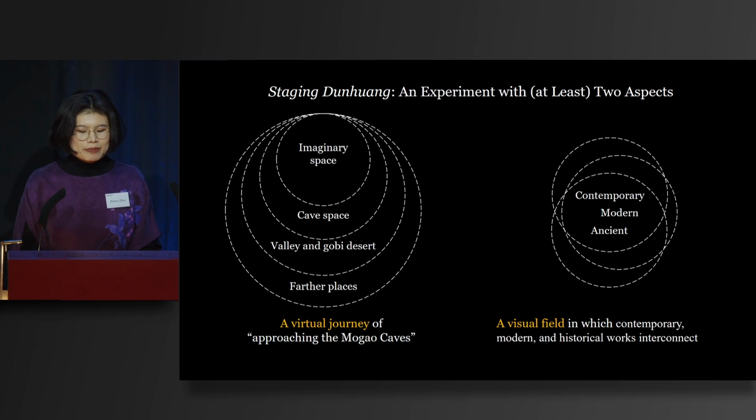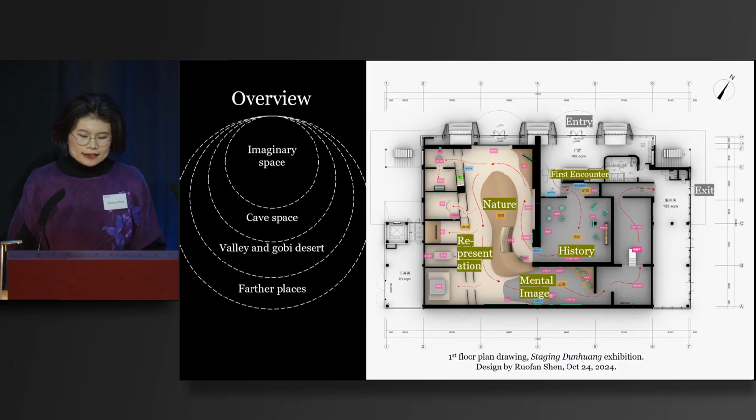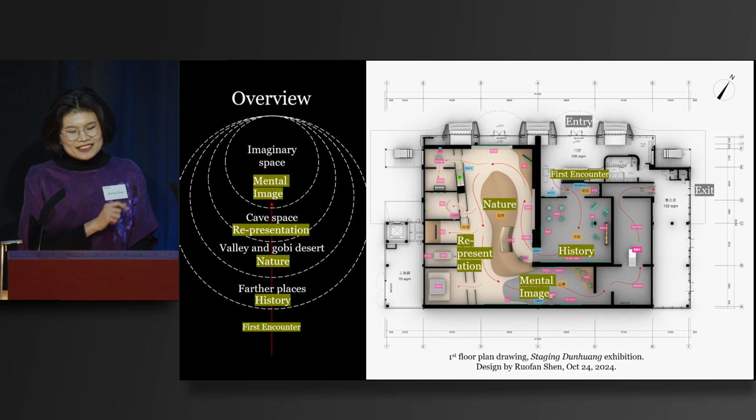And the other experiment is that in the design of artworks and groups of artworks, we are trying to create a visual field in which contemporary, modern, and historical works intersect at various levels. In the following, I will first give a brief overview of the exhibition, that is, a virtual journey. And then I will introduce one artwork in whose creation I participated to illustrate the second aspect. So first, the show is designed into four main chapters, from history to nature, and then to representation, to mental image, in this route following the red lines.